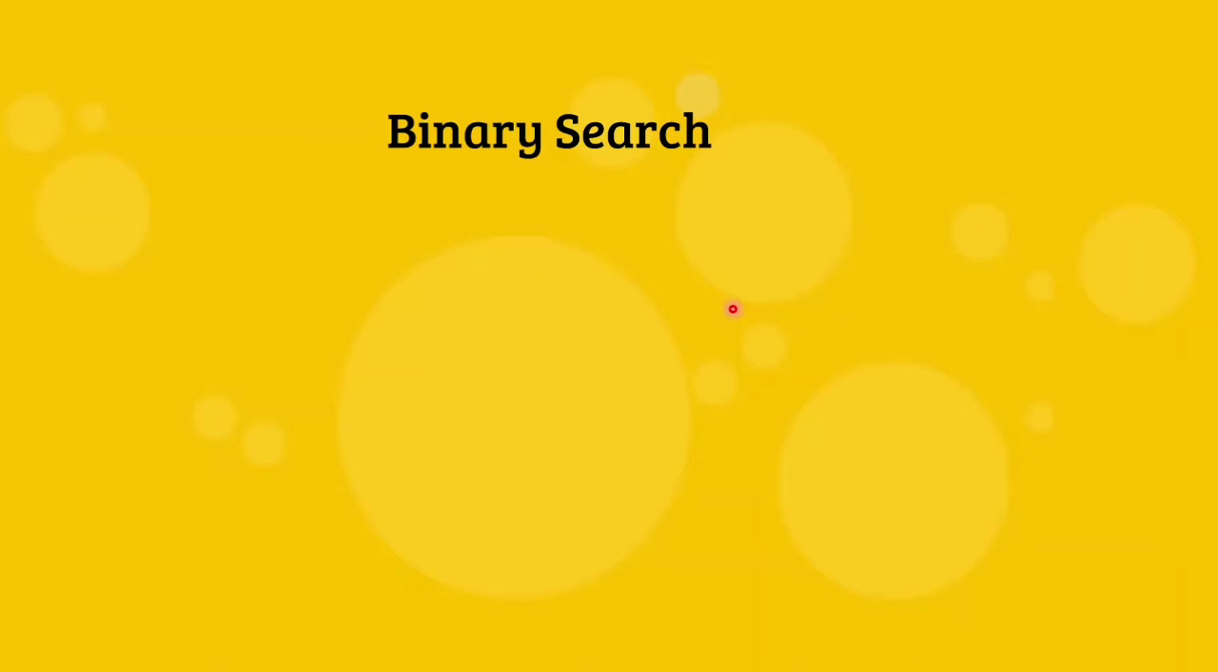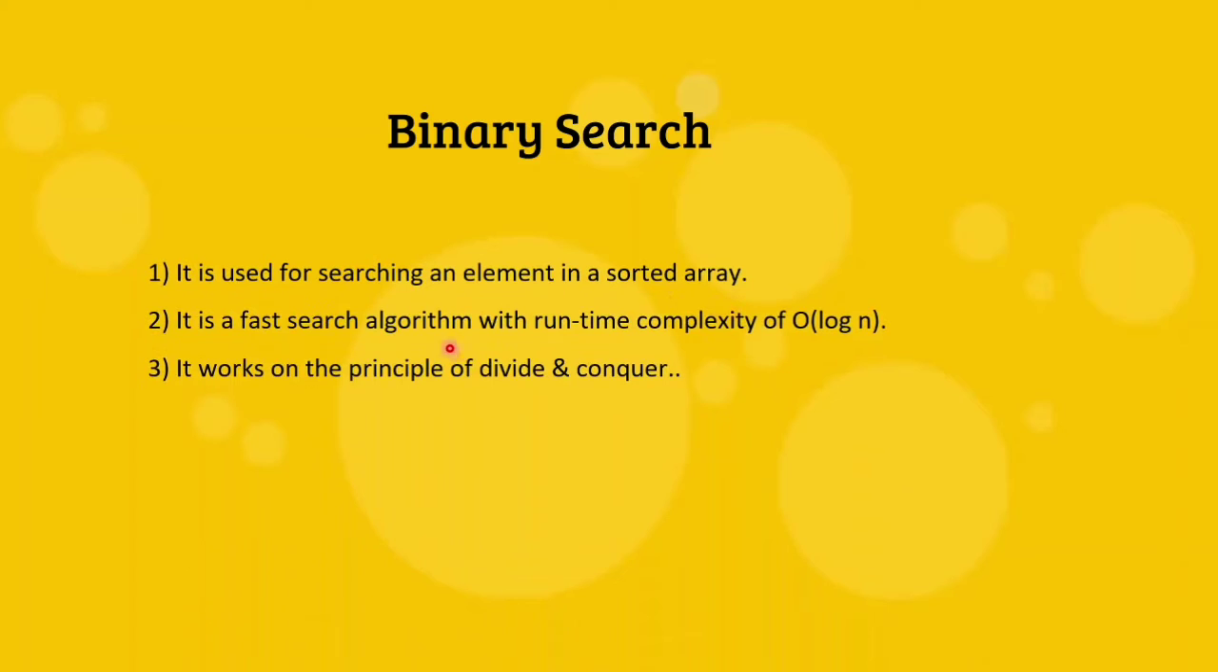Once we are done with the linear search in the array, it's time to start with binary search. Firstly, binary search is used for searching an element in a sorted array. So, if our data is sorted, we can go for the binary search. It is a fast search algorithm with a runtime complexity of O(log n) that is much faster than linear search. But it can only be used with a sorted array.